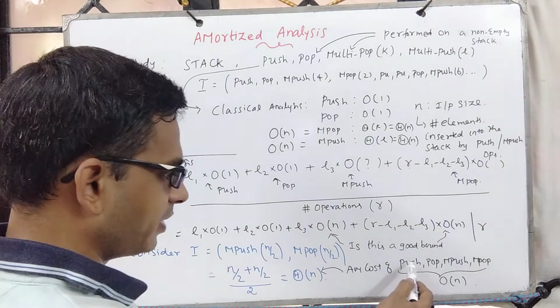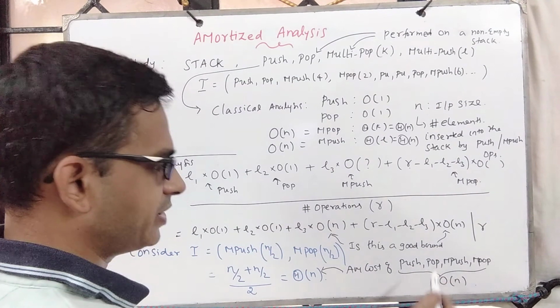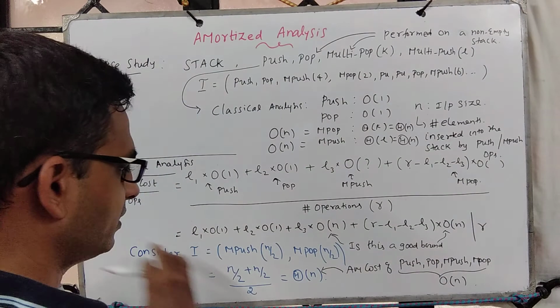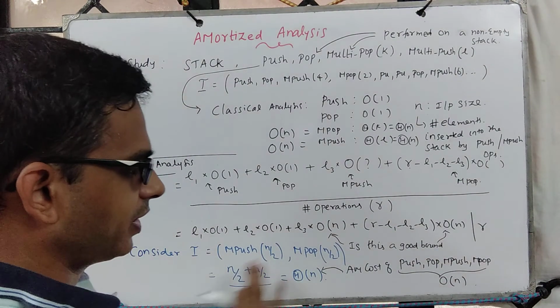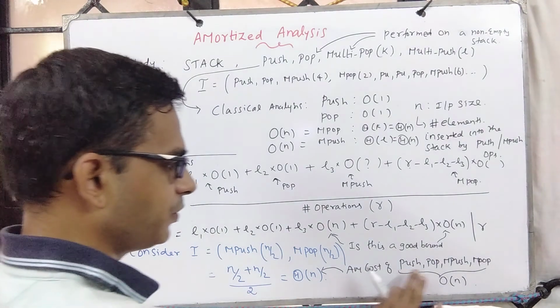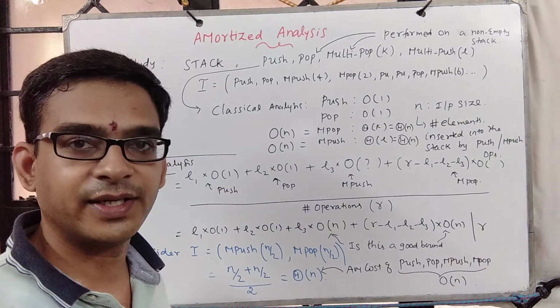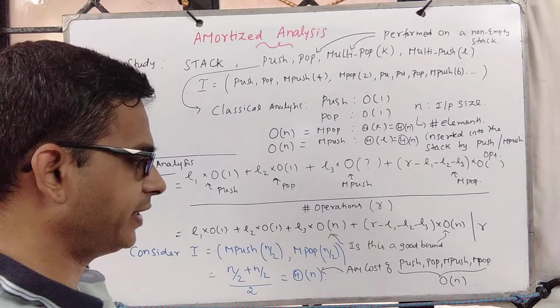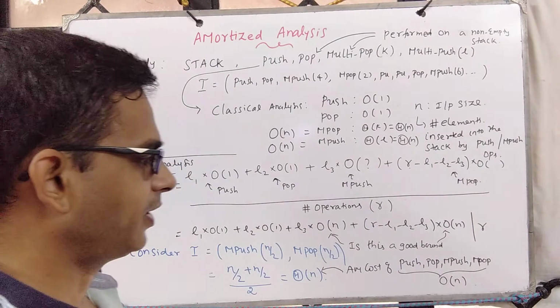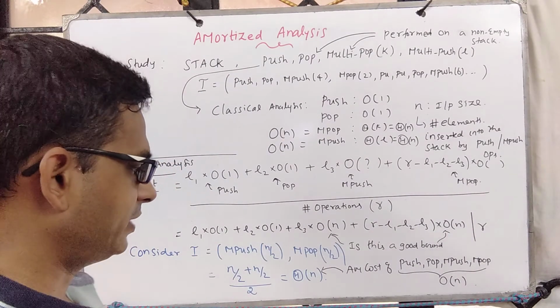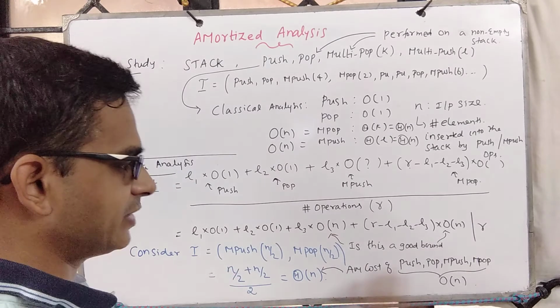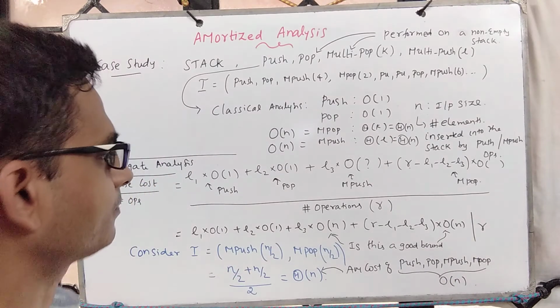Although some of them are cheap, constant, this analysis says you look at the average, and the same average you should assign to all operations. We don't do it independently. We don't do it operation specific. That is what we do in the other two analyses. In this, look at the average and assign the same to all of them.